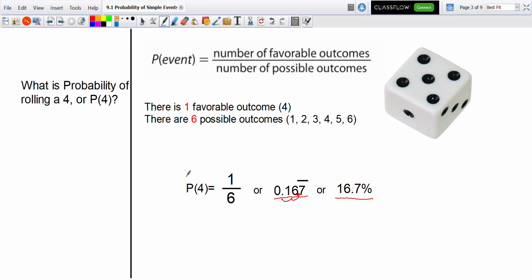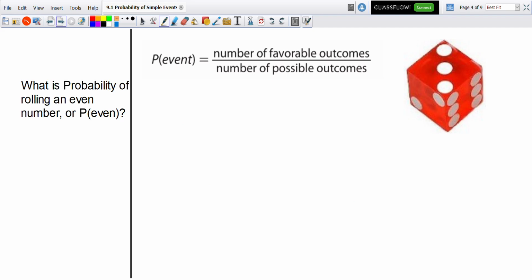So this is how I can write that probability: 1 over 6, or 0.167, or 16.7%. Okay, so try this one out. Again, we're looking for the number of favorable outcomes and putting it over the number of possible outcomes. And we're looking for even numbers this time on a dice roll. Okay, so how many favorable outcomes are there when I'm looking for an even?